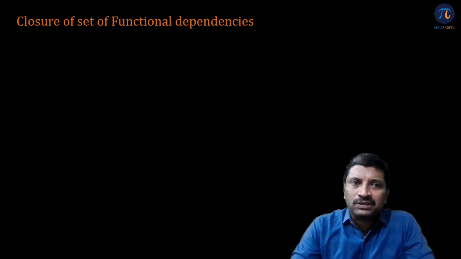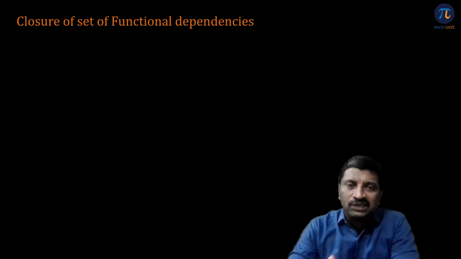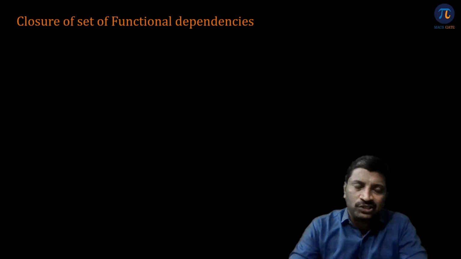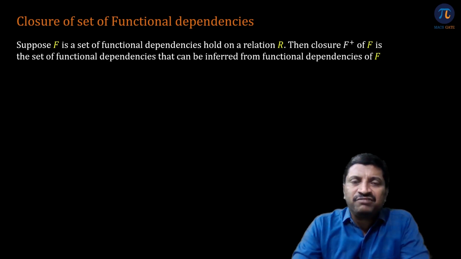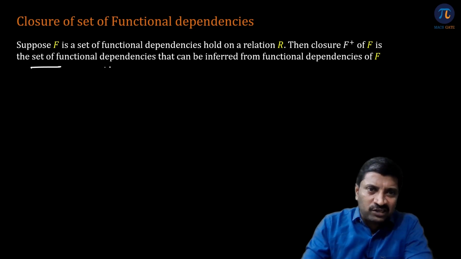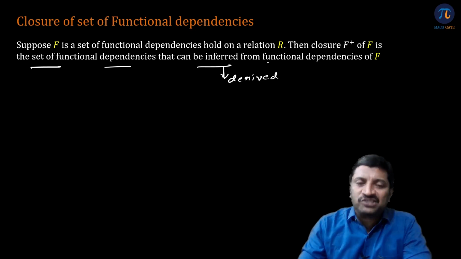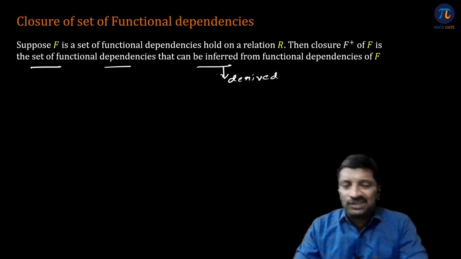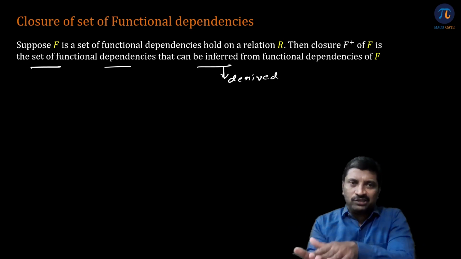Now the next one, the closure of set of functional dependencies. Whenever they give a set of functional dependencies, we can find the closure for that particular set. So what is meant by the closure of the set of functional dependencies? Suppose F is a set of functional dependencies that hold on a relation, then the closure of F is the set of all functional dependencies that can be inferred. Inferred means that can be derived from the given functional dependencies. That means they will give some set of functional dependencies and we find the set of all possible functional dependencies. Then that particular set is called closure.